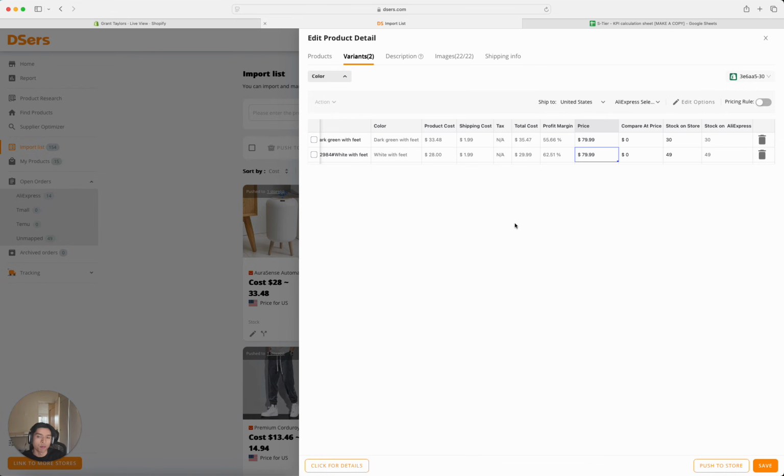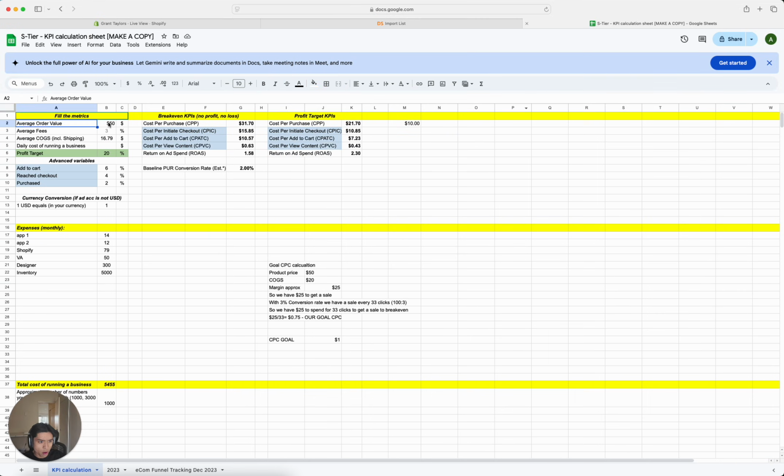So that being said, we're now going to calculate all of the numbers that we need for our cost caps and to put back into our campaign name. So I have the sheet here. If you want a copy of this, it should be linked in the description. Basically, we're just going to fill in the metrics with all of our numbers here. So I have my average order value of $79.99. We're going to put our cost of goods here at $29.99.